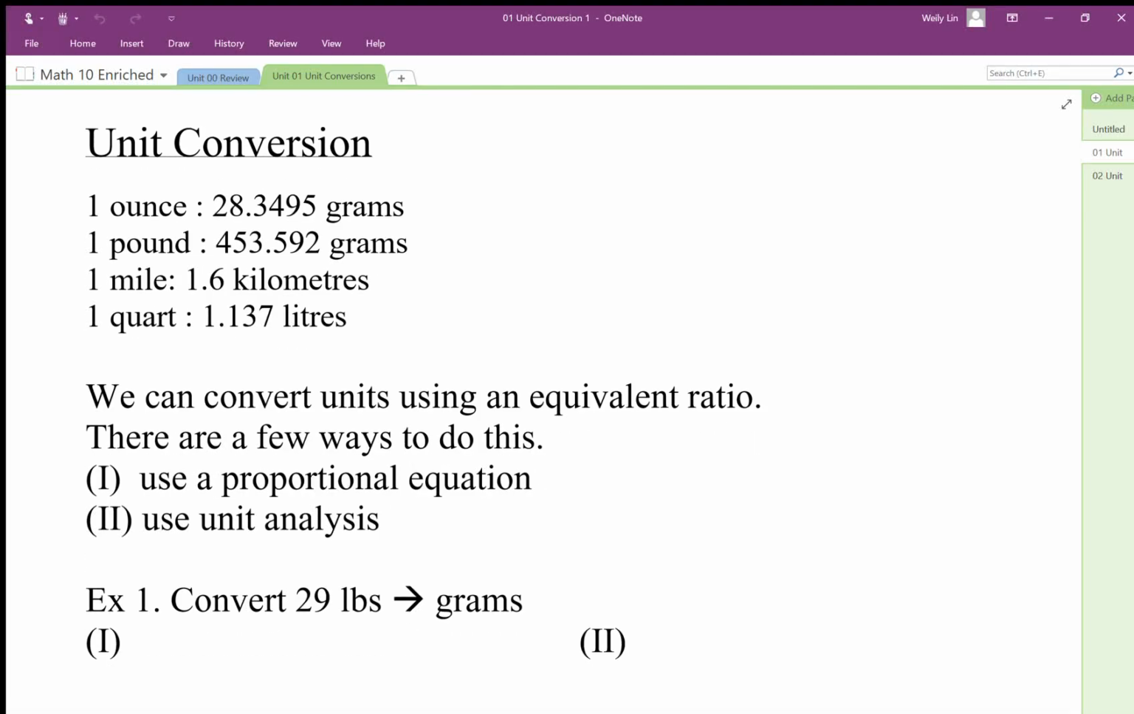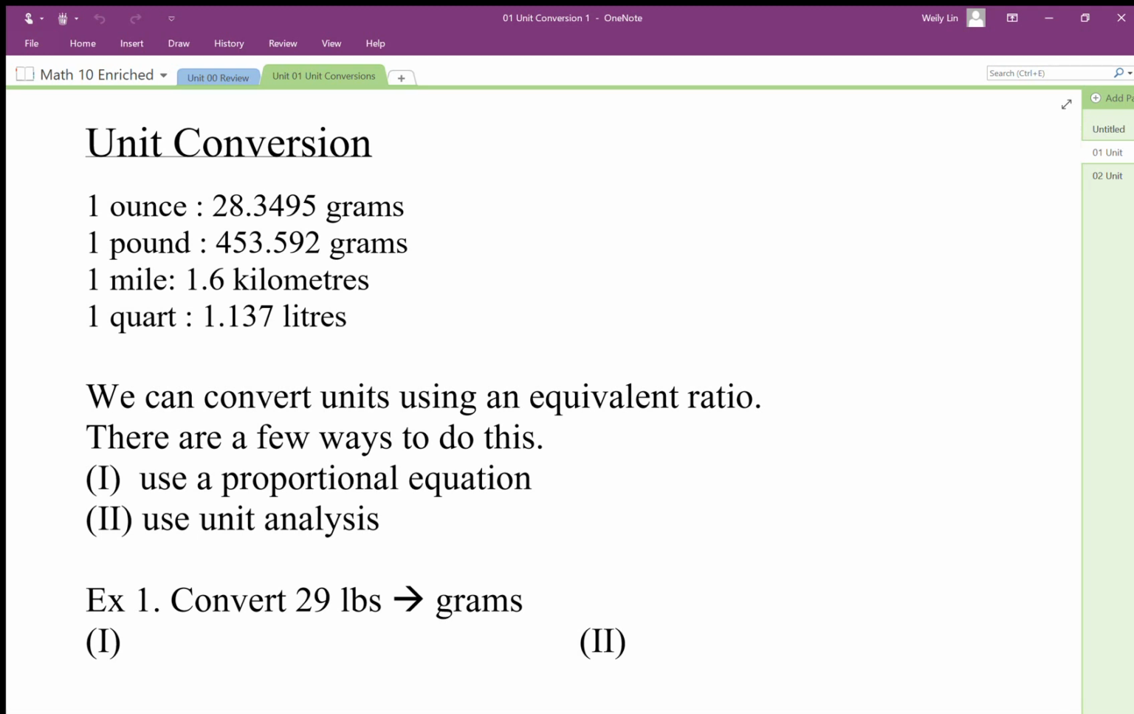So when we look at unit conversion, we're essentially doing rate analysis or unit analysis. So we have these conversion rates or conversion ratios. For example, 1 ounce is about 28 grams, 1 pound is about 454 grams, etc. So there's two main ways we're going to look at doing this.